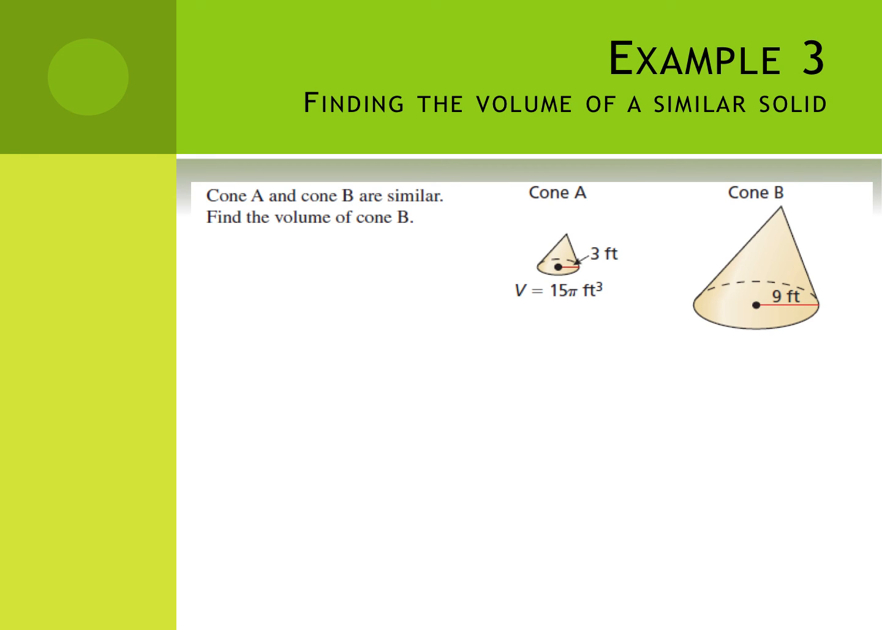We've already done this with the pyramids and the prisms, using the scale factor to find a missing area or a missing volume. So again, what I need to do is first find the scale factor. And just stay consistent in your problem. You're going to either do it as cone A's radius over cone B's radius or B over A. It doesn't really matter. So I'm going to find the scale factor, or my K value.